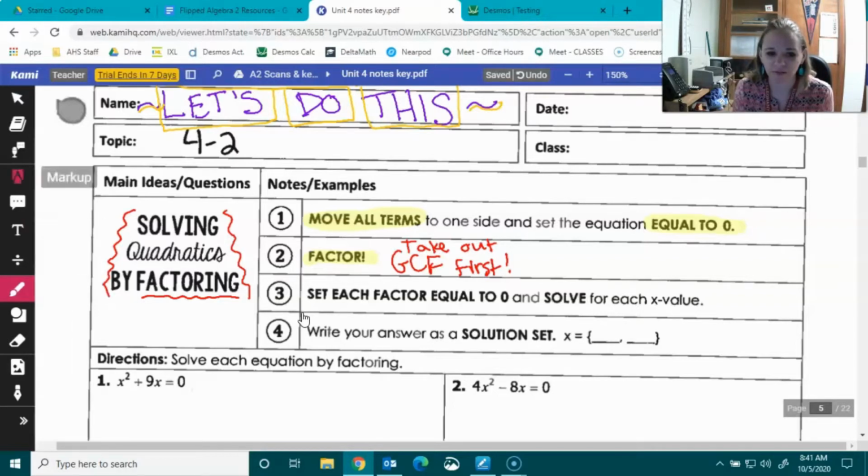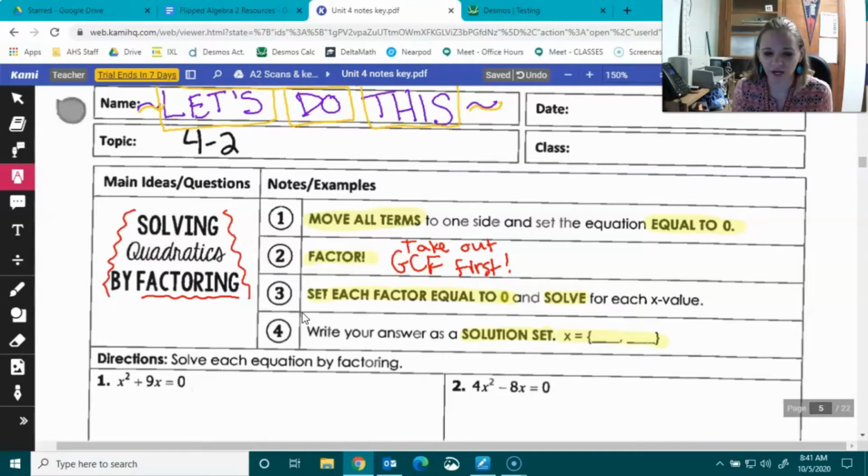And then, let me get my highlighter back. You will take each factor and set them equal to 0, and then you will solve for each of them, and then your answer will look like a solution set. For example, x will be whatever your two answers are. Your fancy brackets, and then your answer, comma, your other answer. Usually you do them least to greatest.